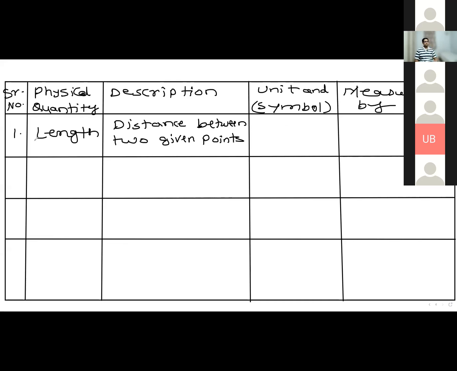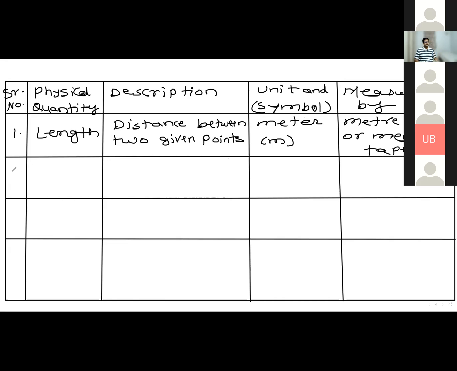Okay, so we are doing physical quantity, description, unit, measured by. Distance between two given points. What is the unit of length? Can you tell me? Meter. Symbol is m. How is it measured? Meter ruler or measuring tape.